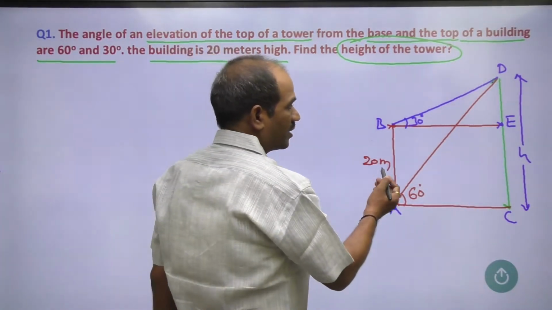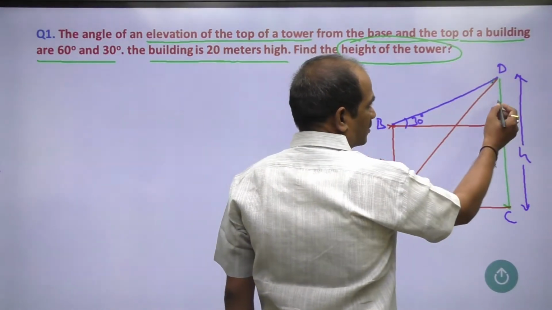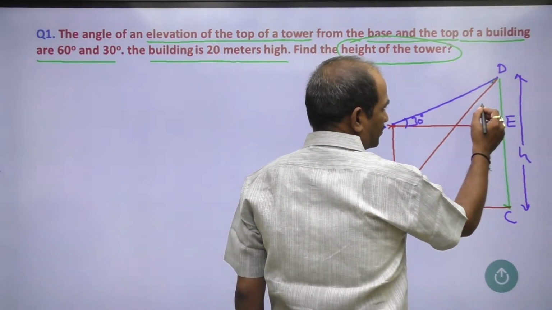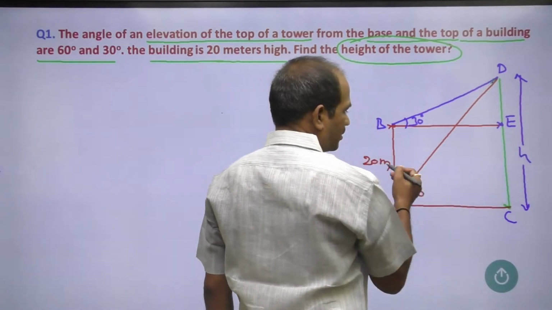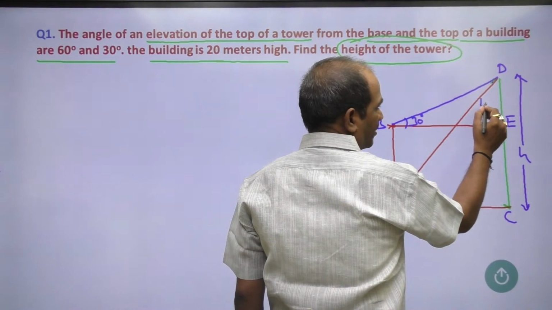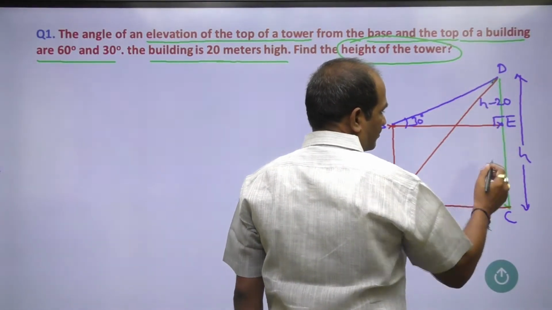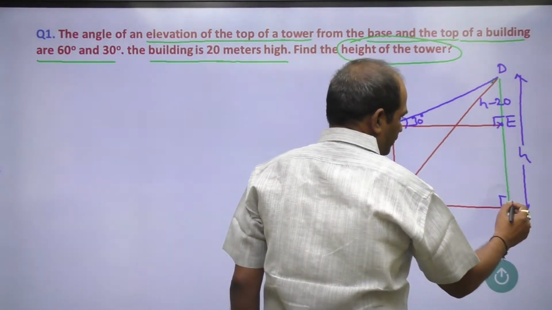So this is 20. This total height is h. In this distance, the total is h and this part is 20 meters. So removing 20, the side length is h minus 20.